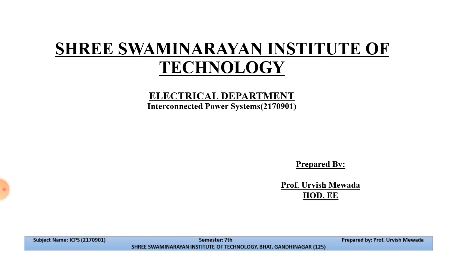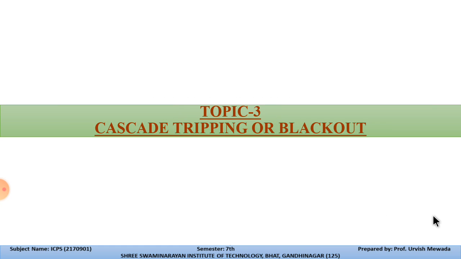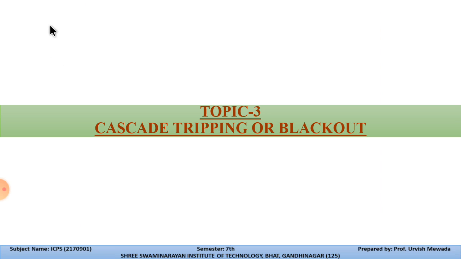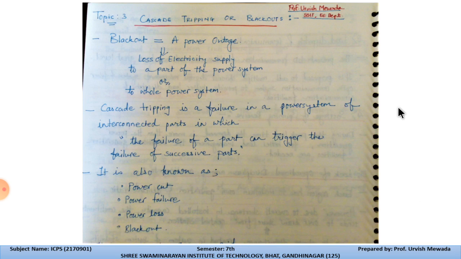Now this is the third lecture, and for chapter number 1, interconnected power system, the topic is cascade tripping, or blackout. This cascade tripping is associated with the power outage of a particular area. Generally cascade tripping is related with blackout or power outage, which is also the loss of electricity or electrical supply.